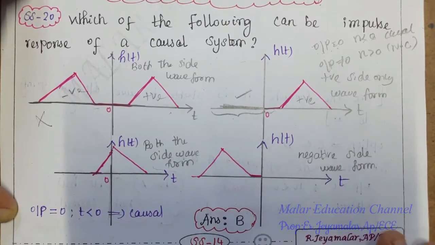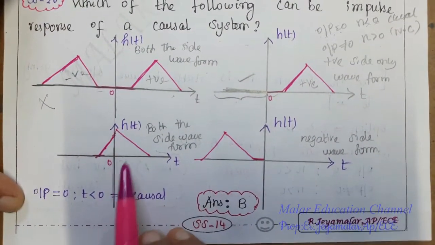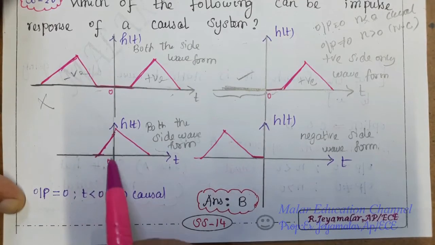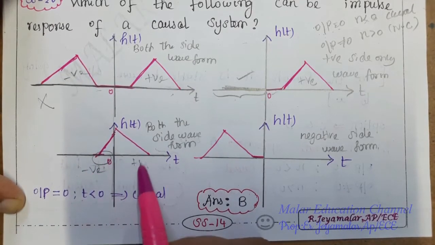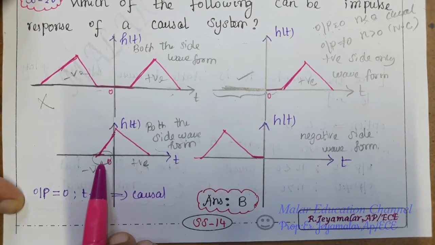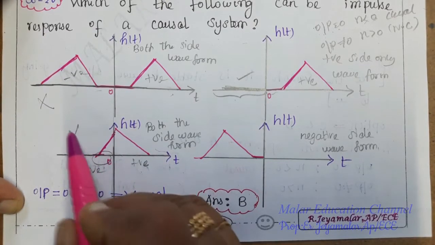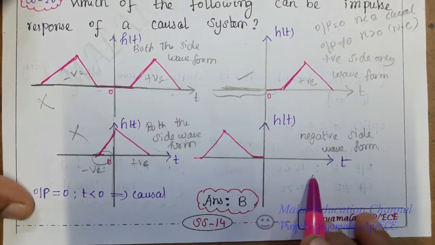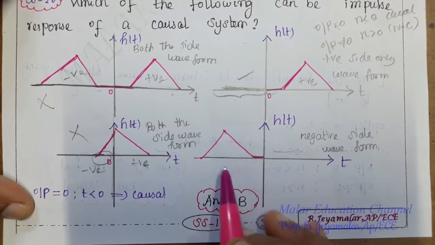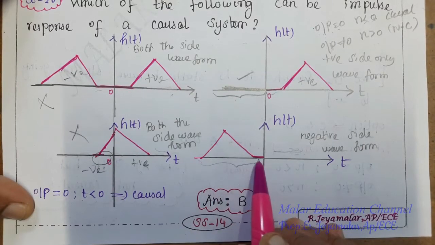Let me check the third and fourth options. In the third option, this is the negative direction and this is the positive direction. The positive direction has a waveform and the negative direction also has a waveform, so this is not a causal system. In the final one, the positive direction has no waveform, and the negative side has some waveform.